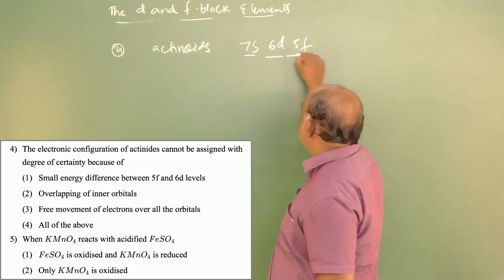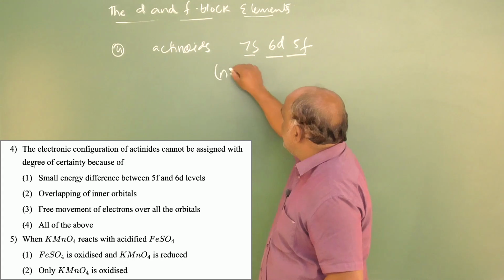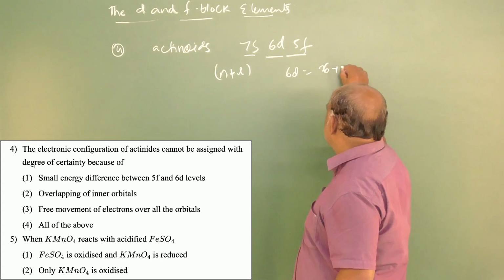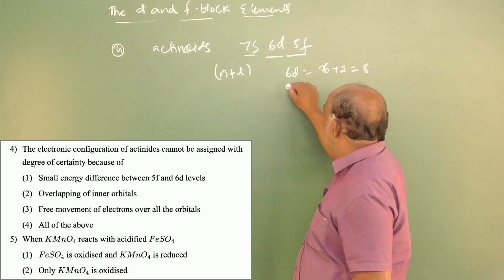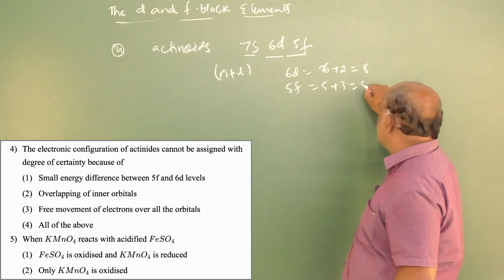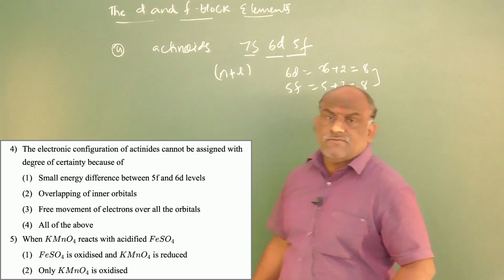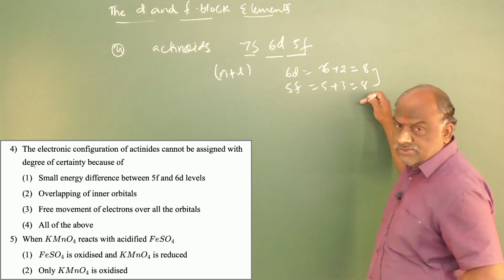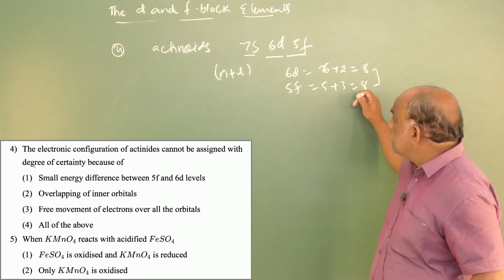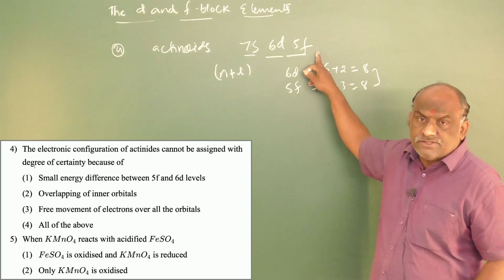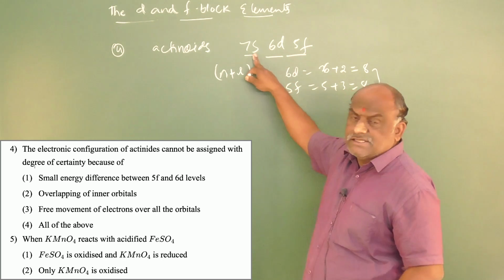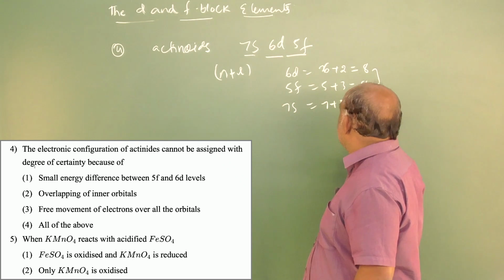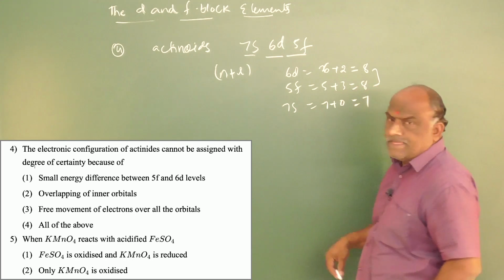While coming to 6D and 5F, what are the n plus l values? For 6D, n plus l is equal to 6 plus 2, which is 8, and for 5F, n plus l is equal to 5 plus 3, which is 8. The n plus l values of 6D and 5F are both the same, 8 and 8. And for 7S, n plus l is 7 plus 0, which is equal to 7.